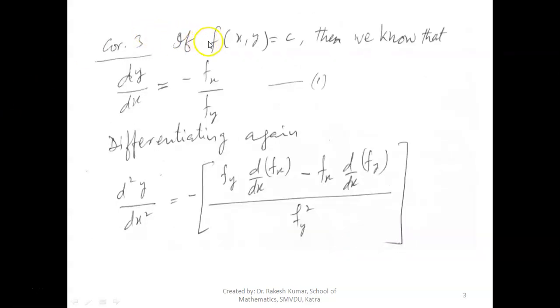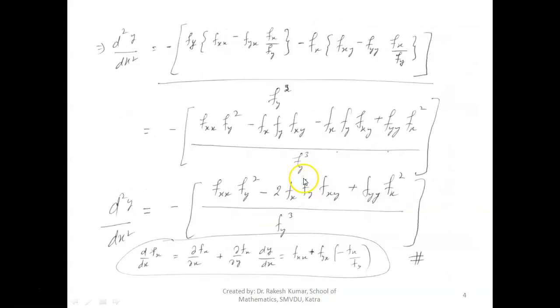Corollary number three: if f(x, y) is equal to c, that is f is an implicit function, then we know that dy/dx is equal to minus fx upon fy. Now we are interested in what is the value of d²y/dx². So differentiating dy/dx again, using denominator times derivative of numerator minus numerator times derivative of denominator, upon denominator square.